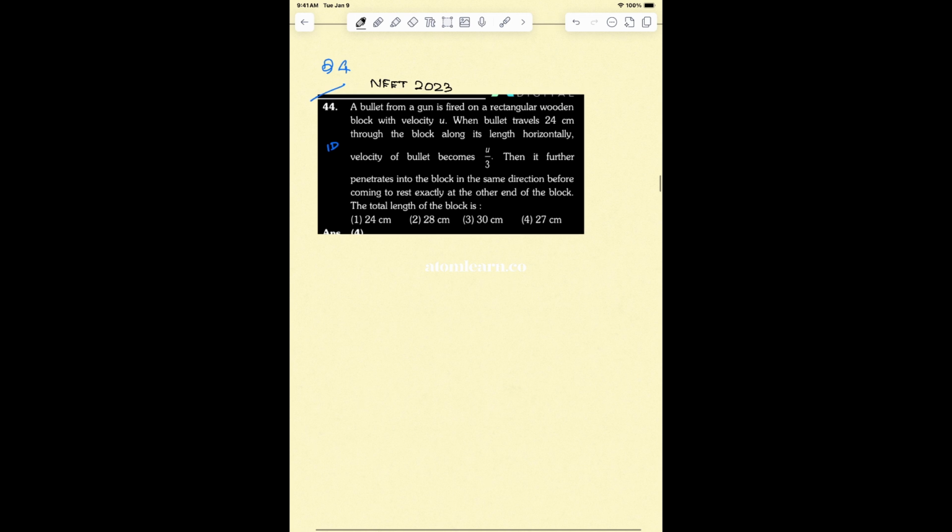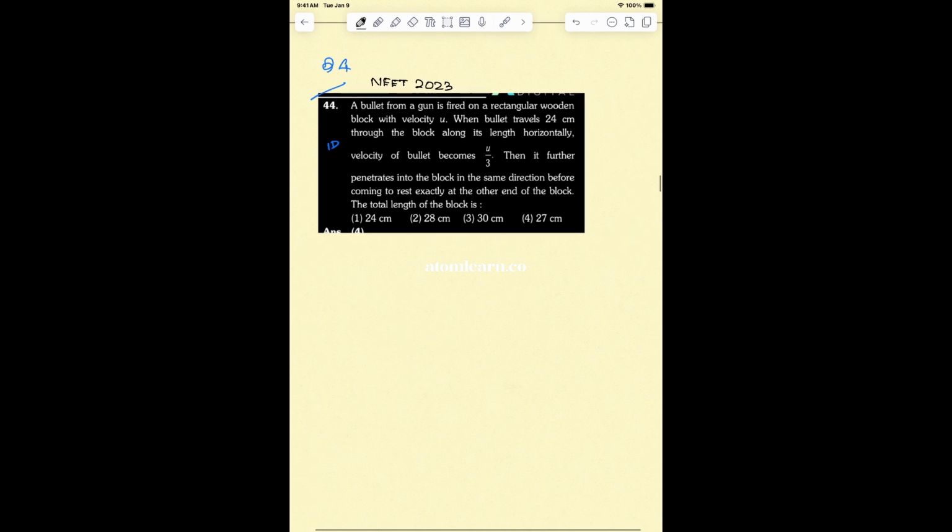Okay, let's read the question. A bullet from a gun is fired on a rectangular wooden block with velocity u. This is the situation, let me draw. This is the rectangular block of wood. A bullet is fired, therefore it has an initial velocity u. Then the bullet travels 24 centimeters through the block along the length horizontally. That means it is traveling a distance of s equal to 24 centimeter up to this point P.